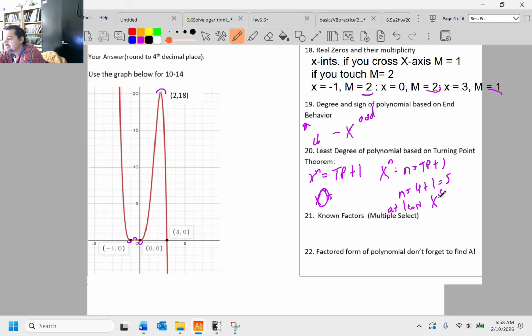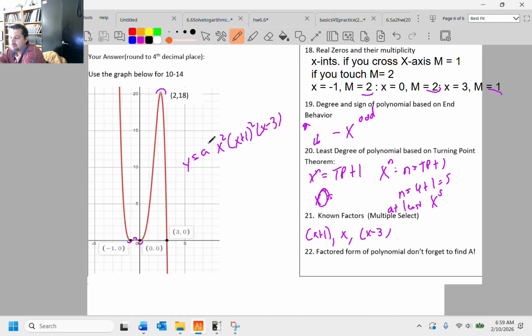Your known factors, those come from your x-intercepts. So if you have an x-intercept at -1, you have an x plus 1. If you have an x-intercept at 0, you just have x. And if you have an x-intercept at 3, you have x minus 3. Now, factored form, where it gets a little tougher, you also have to talk about the multiplicity. This x happened twice, so x squared. This x plus 1 happened twice, x plus 1 squared. And x minus 3 happened once, x minus 3. And I forgot a letter of the alphabet. All of our forms start with the letter A.